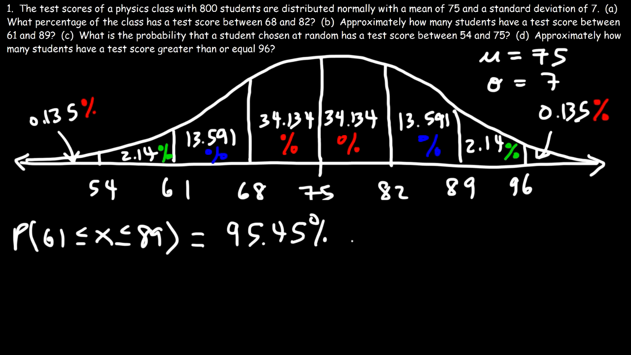95.45%, because these two numbers, they're within 2 standard deviations of the mean. So that's always going to be about 95.45% whenever you have that situation. Now let's confirm this answer with a calculator.